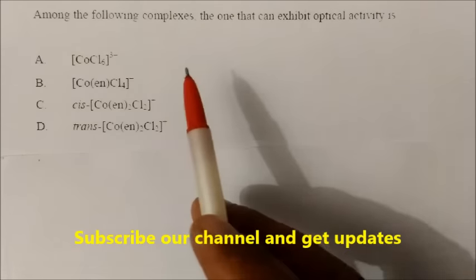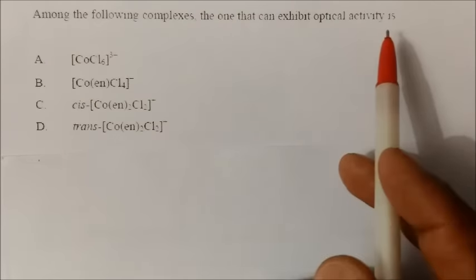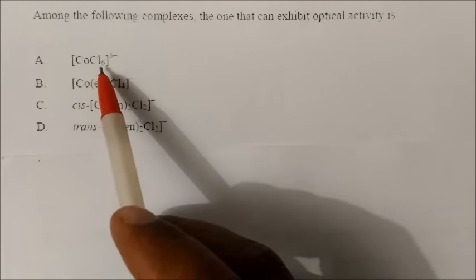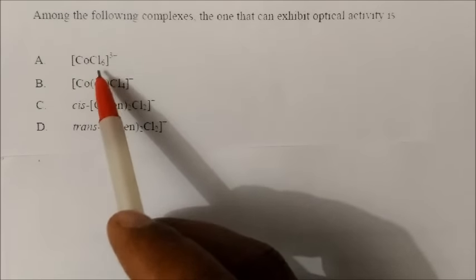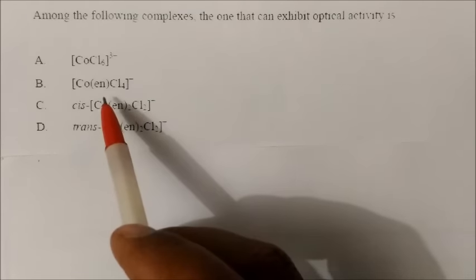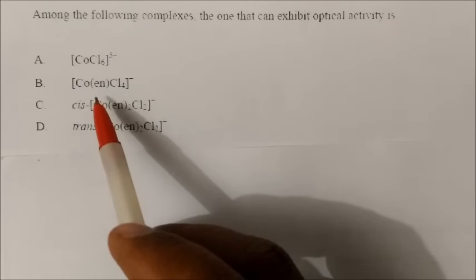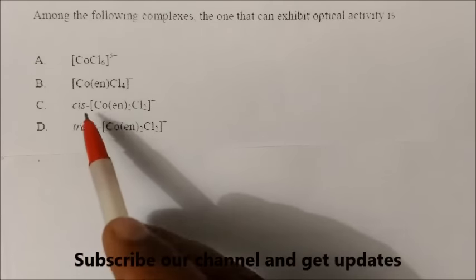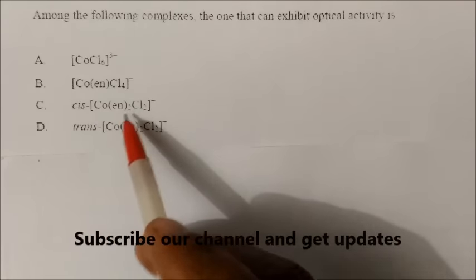Among the following complexes, the one that can exhibit optical activity is. So CoCl6, 6 Cl is there. So we have 6 ligands. So this is not possible. This will give a symmetry. En is a bidentate ligand, with 4 Cl. Again, this is also not possible. Cis and trans, en, again 2 Cl.